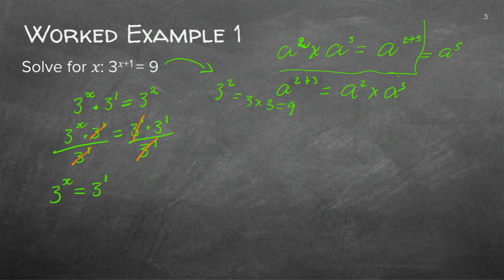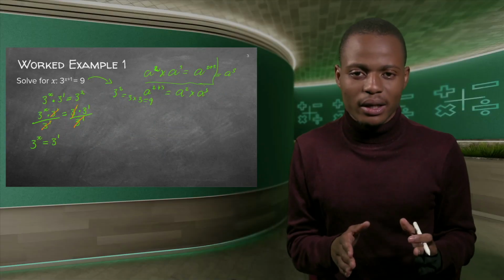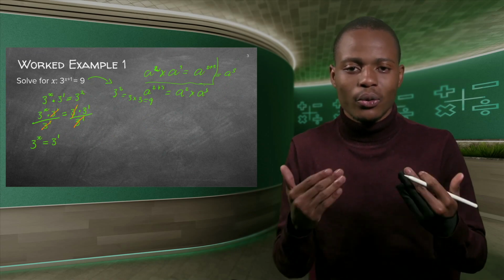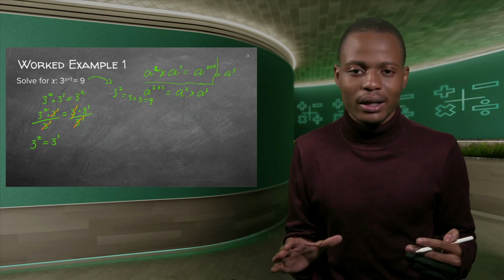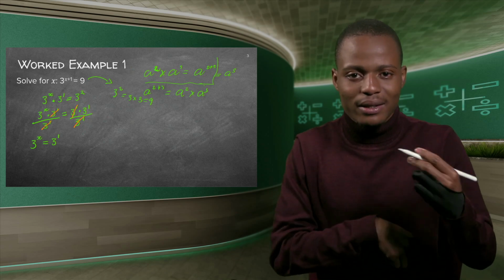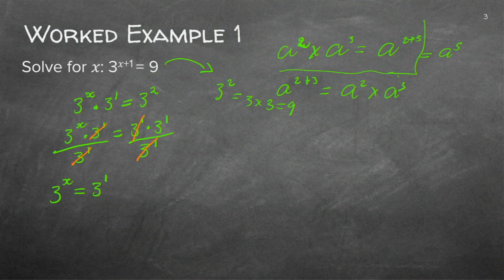Lastly, we go back to the golden rule that says, if the bases are the same, you can now equate the exponents. As you can see here, we have 3 and 3, so we have x and 1 as the powers. Since the bases are the same, I can easily equate the exponents. So x equals 1. That is how you get your answer.